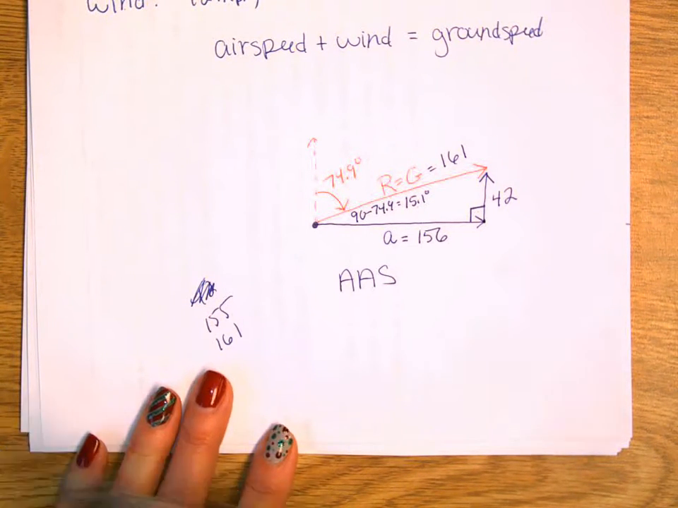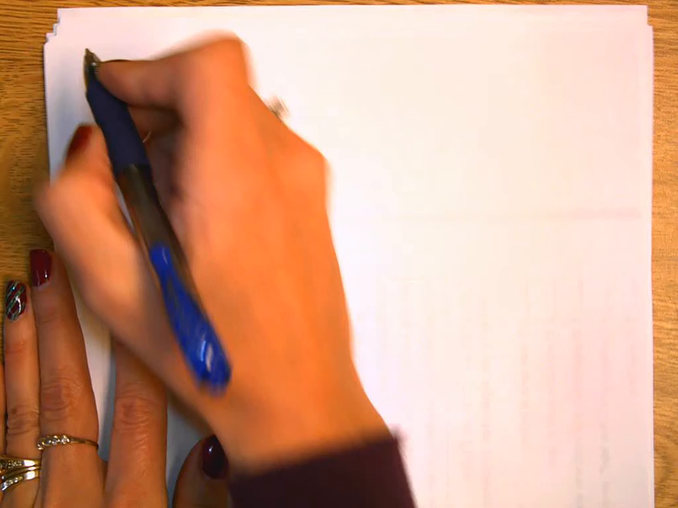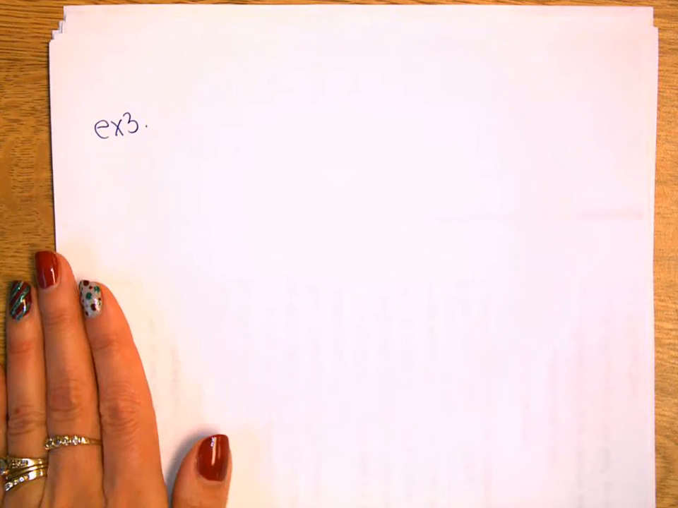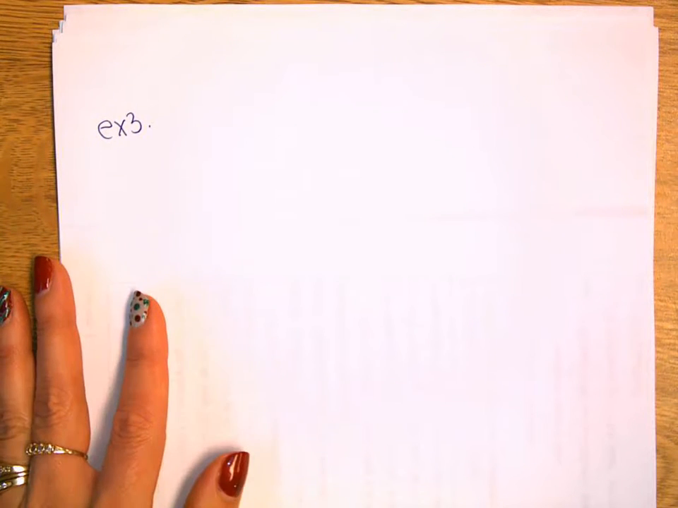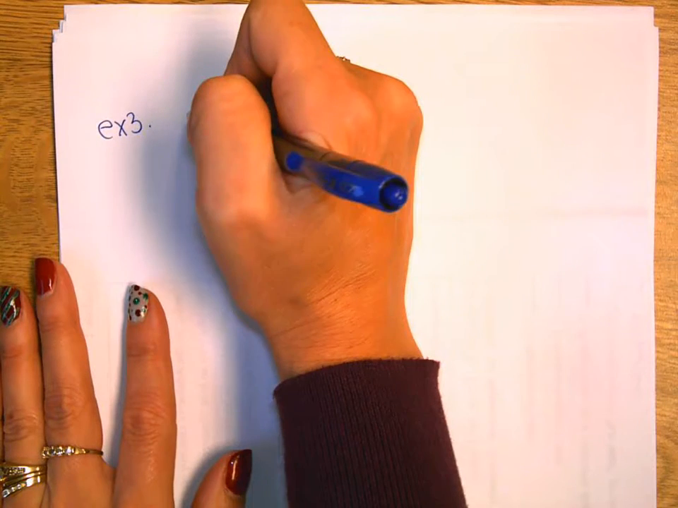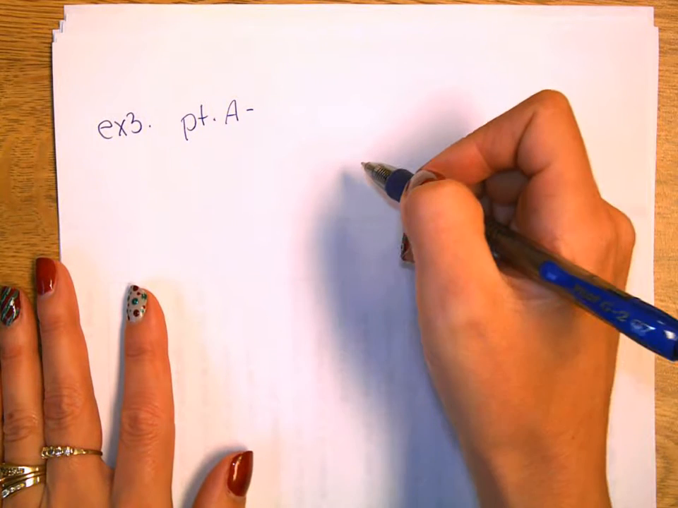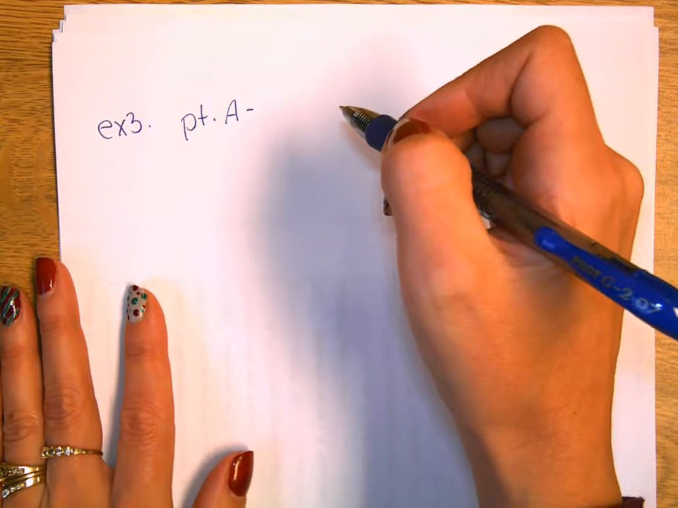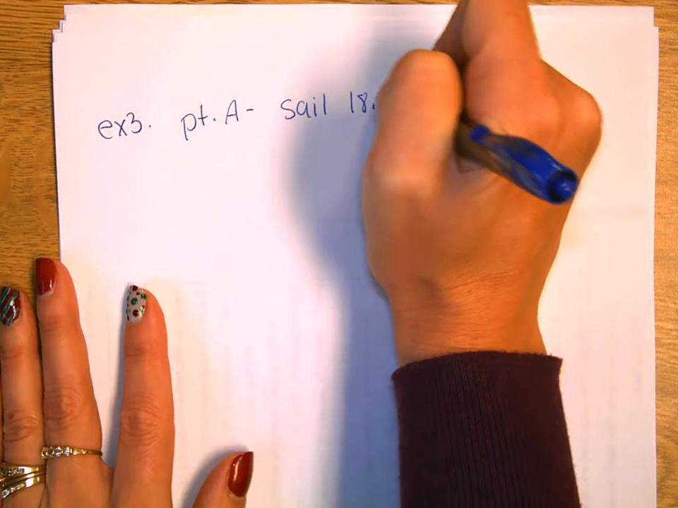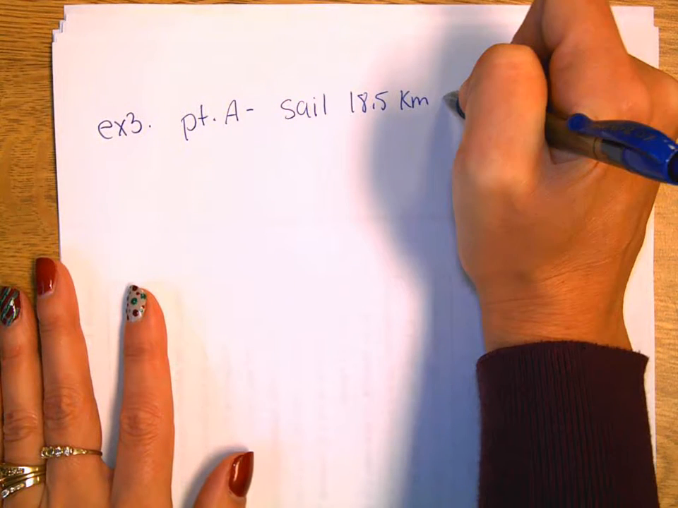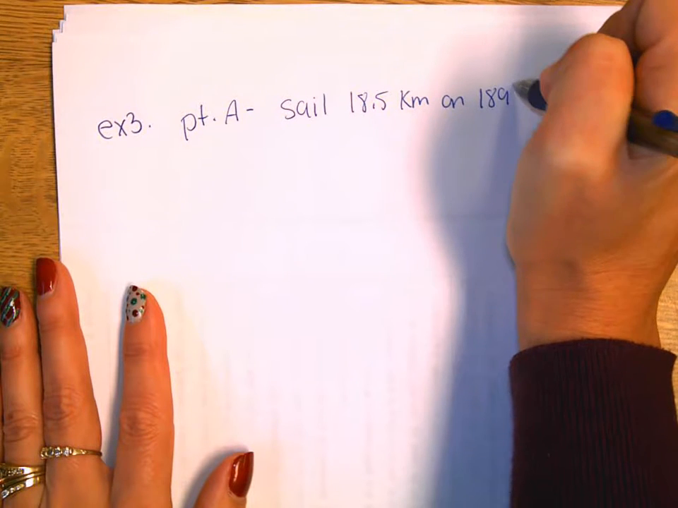Are we good on that one? Let's try one more. Is that the last one? This is it. Oh, it's not even an airplane one. Let's see. Starting at point A. A ship sails 18.5 kilometers on a bearing of 189. So we're going to sail 18.5 kilometers on a 189 degree bearing.